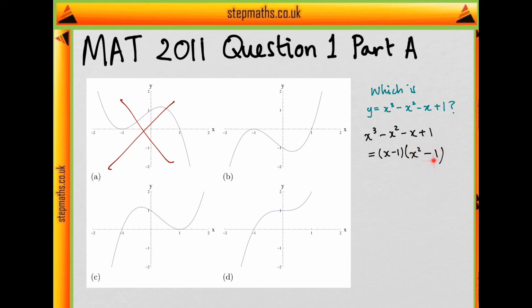And we can see that this second quadratic factor is just a difference of two squares. So we can factorize this quadratic as x minus 1, x plus 1. And so we see that we have a repeated root at x equals 1 and another root at x equals minus 1. And that corresponds to C. We've got a repeated root at 1 and a third at minus 1. So the answer is C.